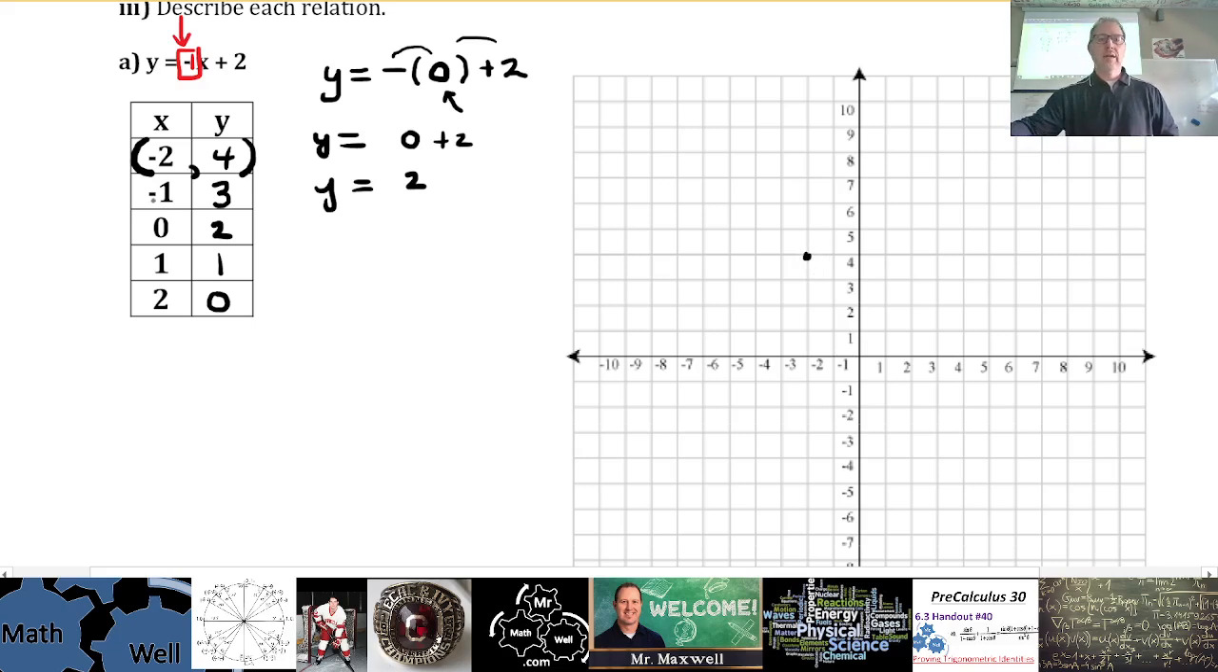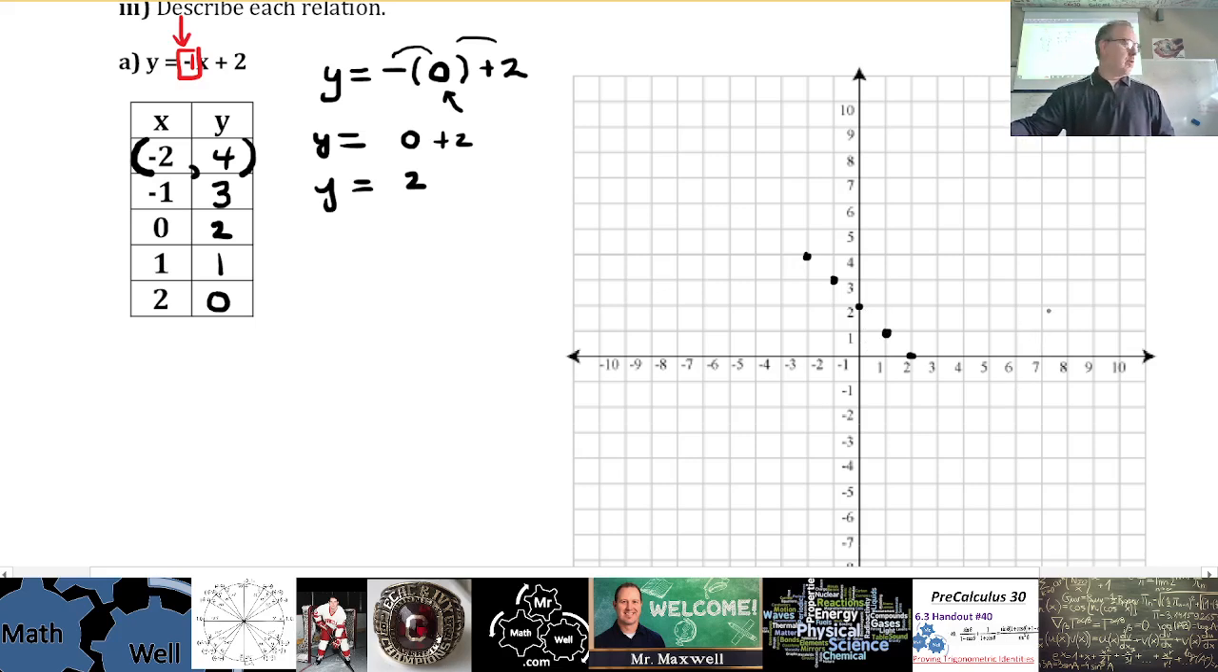The next one, to the left 1 and up 3. Then we go left or right 0 units and up 2. And you can kind of see what's happening here. We are forming a little bit of a straight line. 1, 1 is going to be here, and 2, 0 is going to be right there.